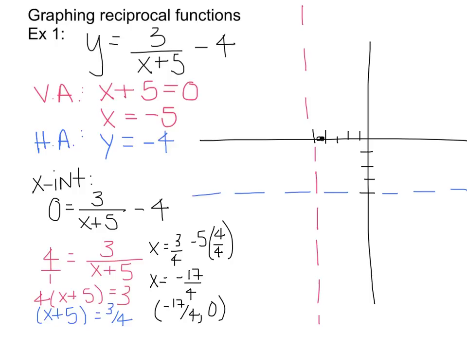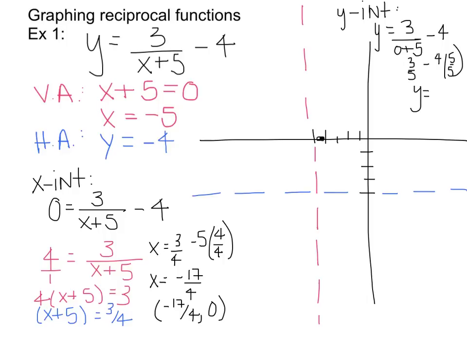Okay, now we're going to find our y-intercept. To find our y-intercept, we're going to plug in 0 for x. So that gives me y equals 3 divided by 0 plus 5, minus 4. So 0 plus 5 is 5, so 3/5. Minus 4, we have to multiply this by 5 over 5. So 4 times 5 again is 20, and 3 minus 20 gives me negative 17/5.